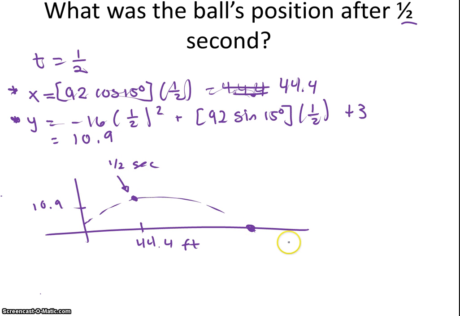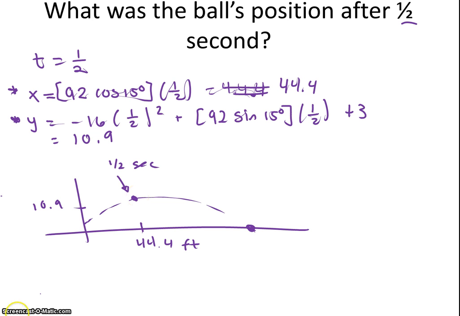And remember, it took 1.605 seconds to get there. So that is in the realm of reasonable for our answers. So we could say, what was the ball's position? After a half of a second, the ball was 44.4 feet horizontally away from the start and 10.9 feet off the ground. Okay, that is all we have for this.